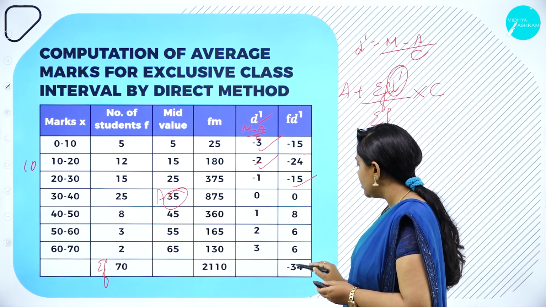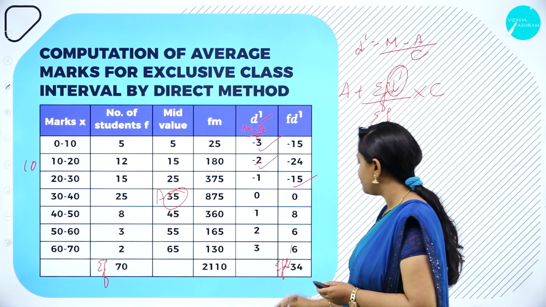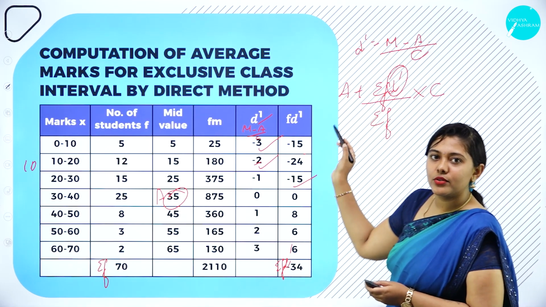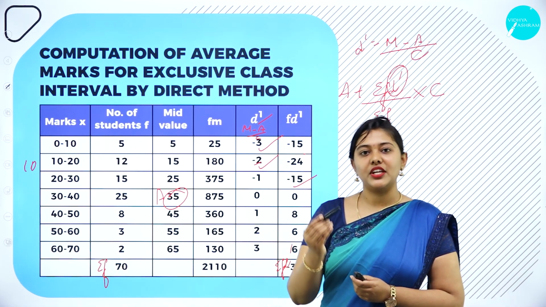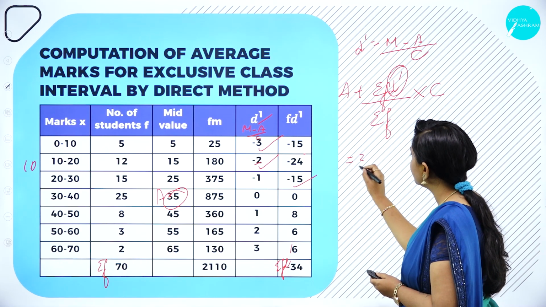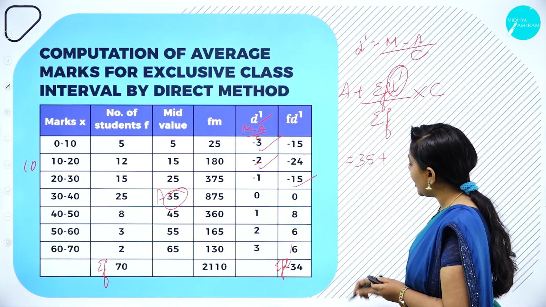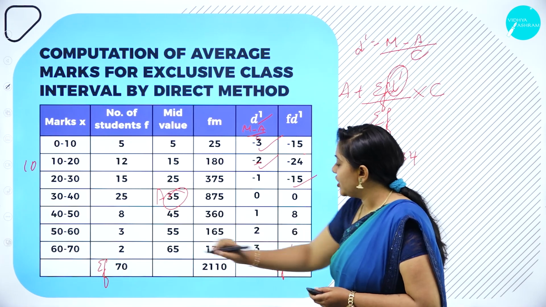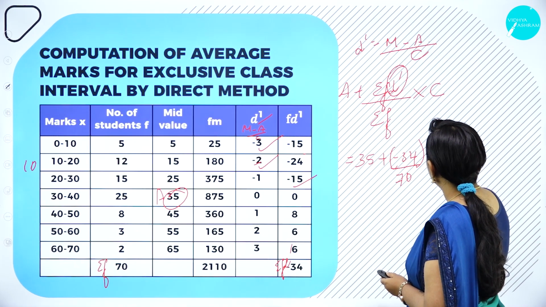So similarly, if you multiply D dash with F, you will get the value FD dash. Then the total of this is sigma FD dash. So we have got all the values. Let's substitute the values into the formula and compute the mean by using the step deviation method. Assumed mean is 35 plus sigma FD dash, which is minus 34. Sigma F is 70, into the common factor 10.